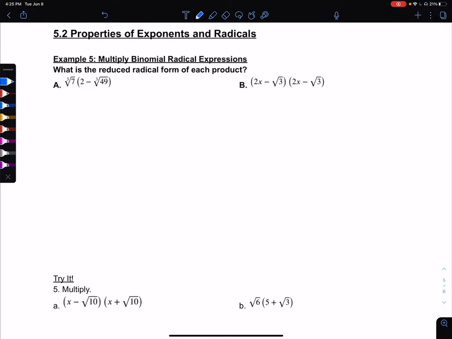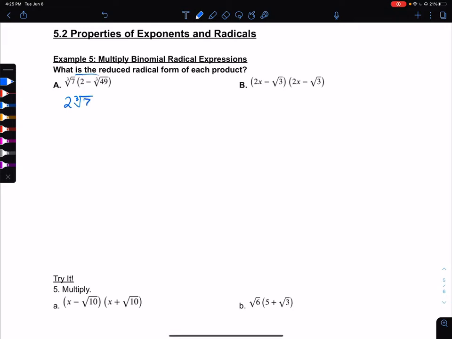When you're multiplying, you can multiply a radical and a constant, or a radical and a radical. The index does not need to be the same when you are multiplying, like it was in the previous example where we're adding or subtracting. So what we're going to do is distribute the cube root of 7. The cube root of 7 times 2 would be 2 cube root of 7.